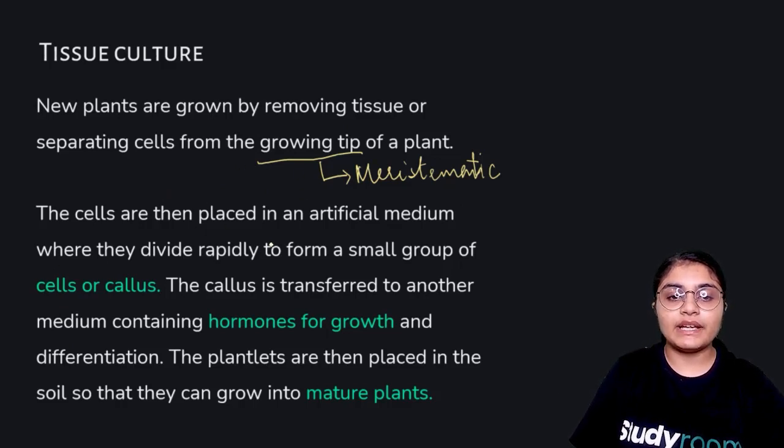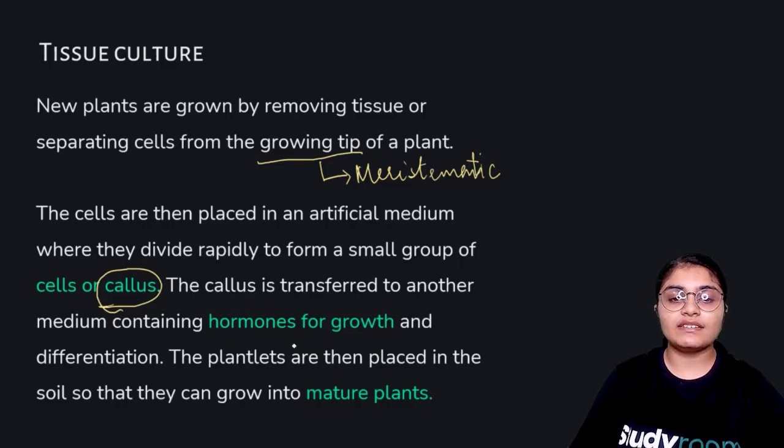The cells are then placed in an artificial medium where they divide rapidly to form a small group of cells, and this small group of cells is called callus. Okay, so you need to remember this term, which is very specifically used in tissue culture, which is known as callus. And callus is a small group of cells. The callus is transferred to another medium containing hormones for growth and differentiation, okay. The plantlets are then placed in the soil so that they can grow into mature plants, okay.